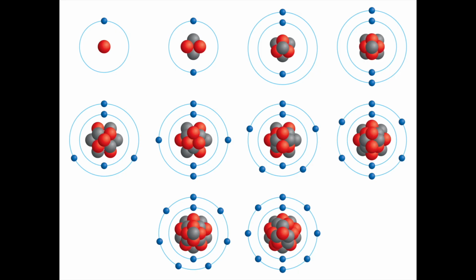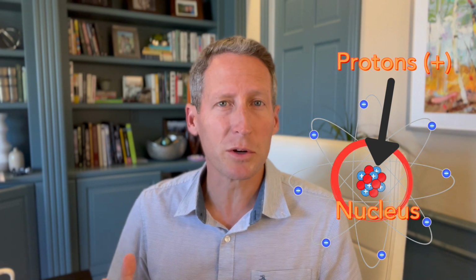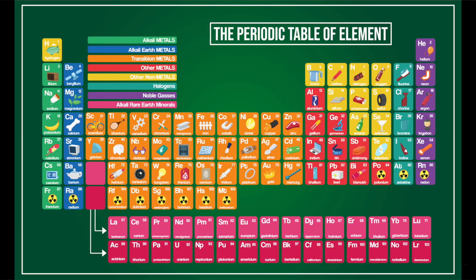These are atoms. This one here is a helium atom. That one there, an oxygen atom. And this one, carbon. The only thing that really makes them different from one another is the number of protons in their nucleus. There are 118 different types of atoms, otherwise known as elements, and you can see them here on the periodic table of elements.